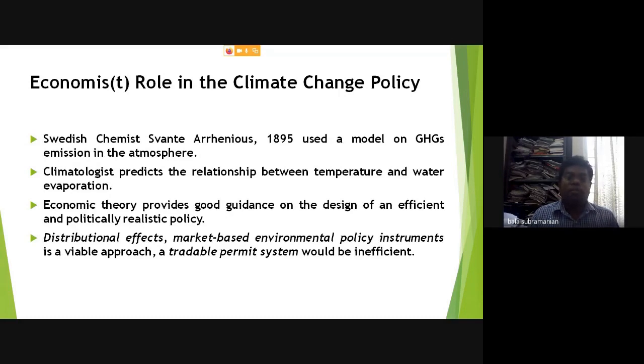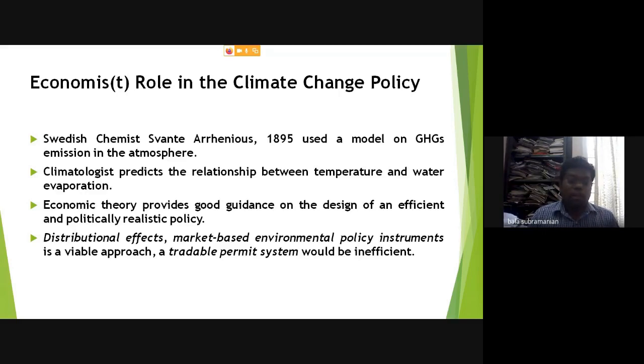So the economist's role is very important in climate change policy, in designing the policy, or the architecture of the report, at the national, international, local, and regional level. For example, here as an economic researcher, what is the economic role in climate change policy?